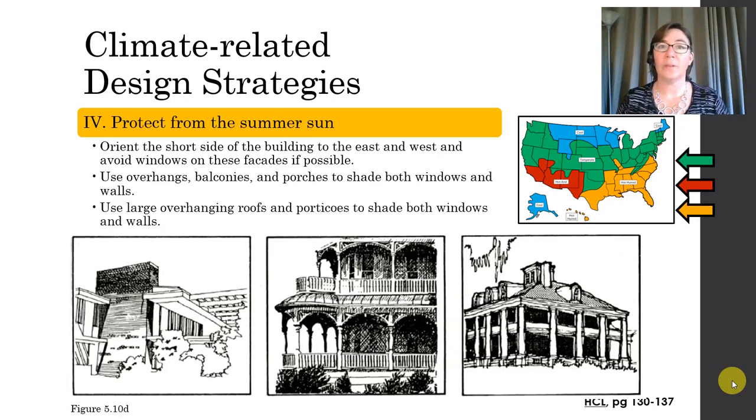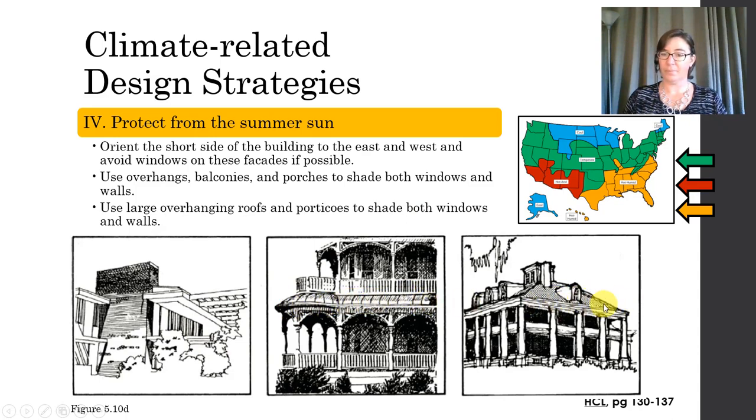Here's our first summer strategy, and it's to protect from the summer sun. So this strategy is most important in the hot climates, both hot arid and hot humid, but it works well in temperate, and honestly, you can include the cool areas too. They may have a hot summer in that particular area. And so you're going to orient the short side of your building, turn your building so that you minimize that east and west exposure. And you'll shade your windows with overhangs, balconies, and porches. And so here's a couple of examples of those different shading devices.